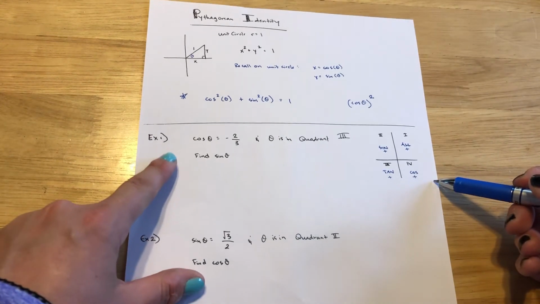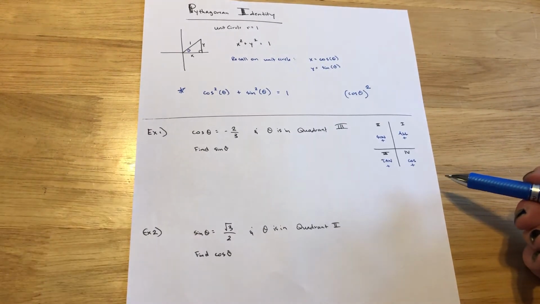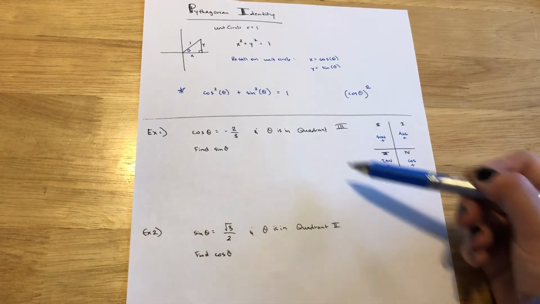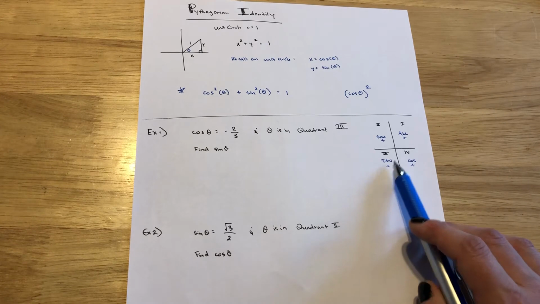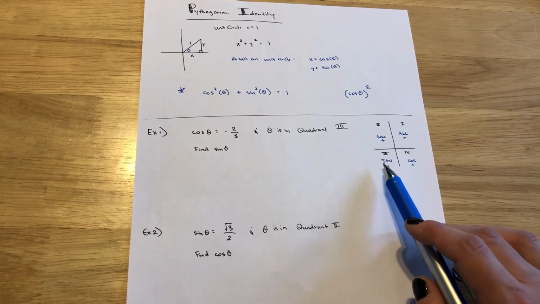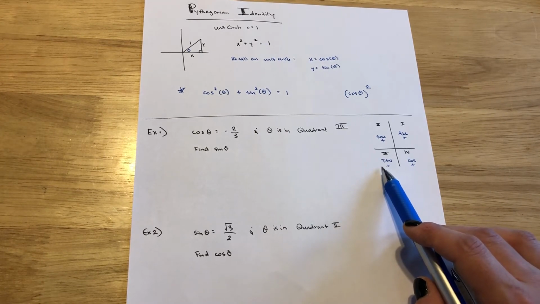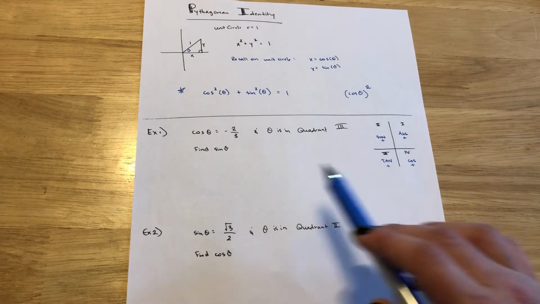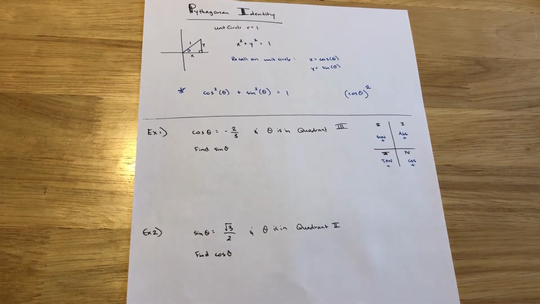All right, so how is this going to get used in solving or finding some missing values? Well, here in example 1, it tells us cosine of theta is negative 2/3, and theta is specifically in quadrant 3. So in quadrant 3, cosine is negative, while sine will also be negative down here. Tangent's the only positive one. And our job is to find sine of theta using this Pythagorean identity.